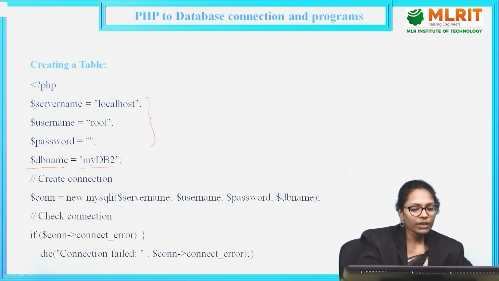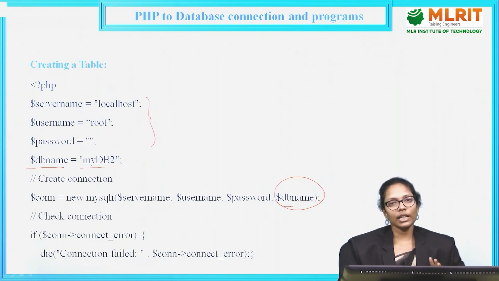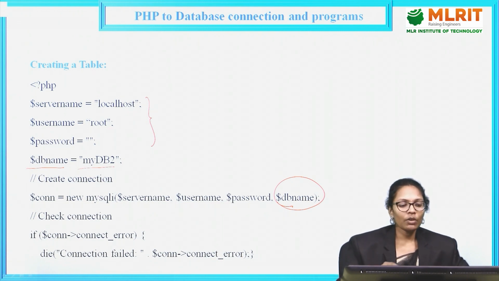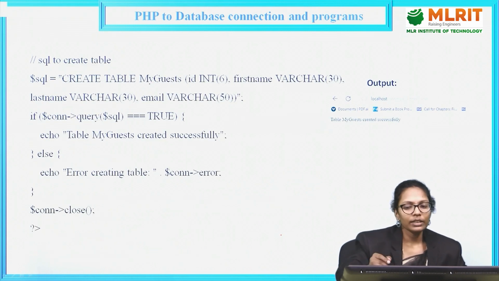So in the MySQLi function, add one more parameter as $dbname. It supports two different signatures, one with 3 parameters and the other with 4 parameters. Now it will connect directly to your database. I need to check whether a connection error is there or not. If there is no error, then create a table.